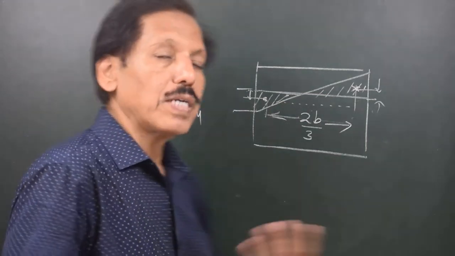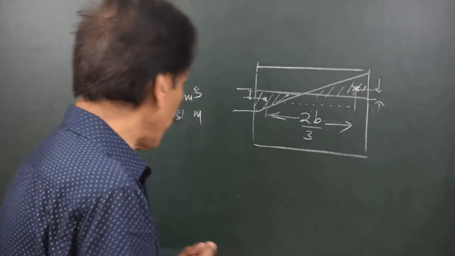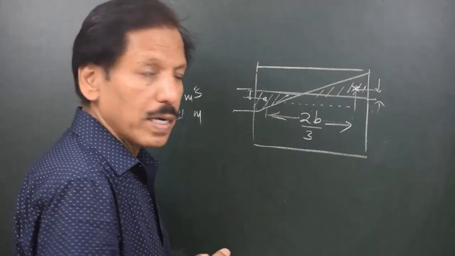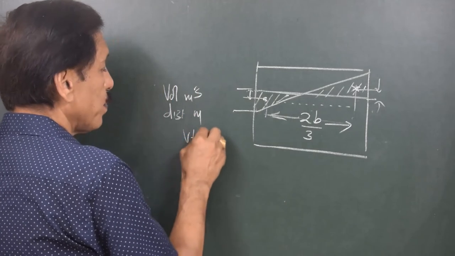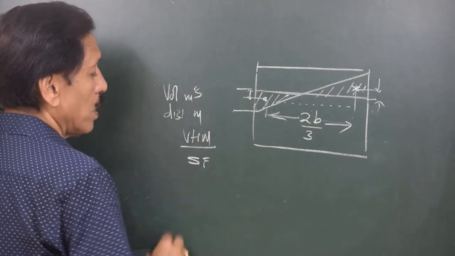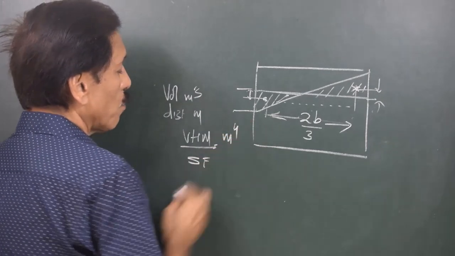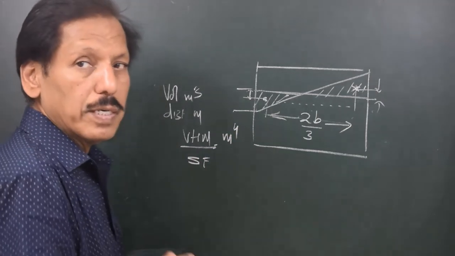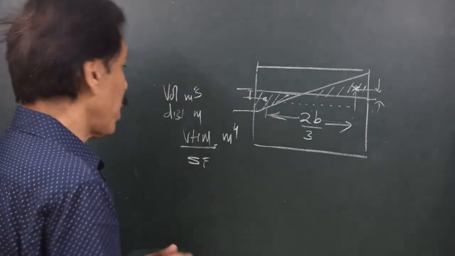So when we multiply the volume with the transverse shift distance, we get volumetric heeling moment. It is provided in the grain stability book. Now this volumetric heeling moment, if I divide by stowage factor, what is the unit of stowage factor? Opposite to the unit of density. Density is tons per meter cube. This is meter cube per ton.